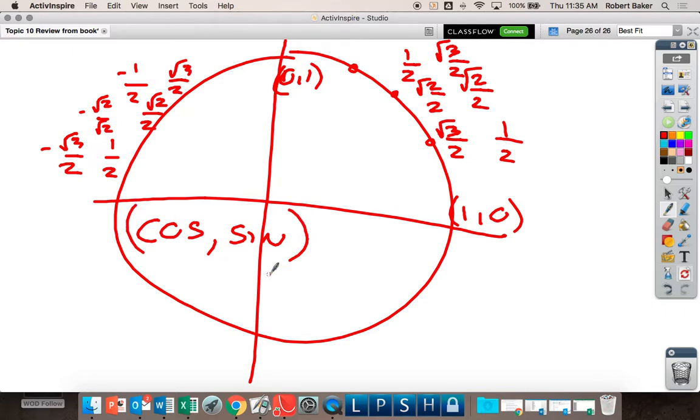Cosine. So the sine of pi over 4 is the square root of 2 over 2. The cosine of pi over 4 is the square root of 2 over 2. The sine of pi over 6 is 1/2. What are the radians again? You want to go through all of them?